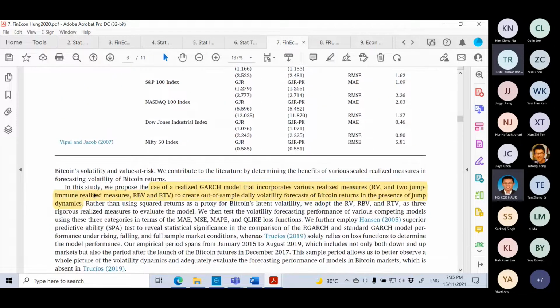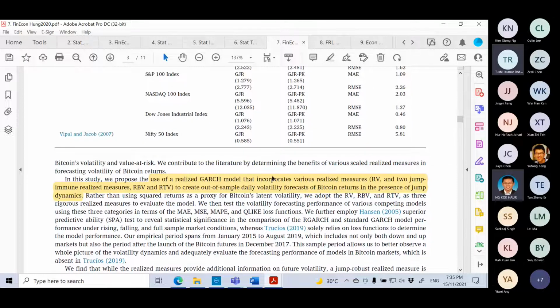Okay. So in this study, they are still in the introduction section. In this study, we propose to use a realized GAS model that incorporates various realized measures. So this is the main contribution of this paper. They want to incorporate the realized measures so that they can improve the forecasting performance, or find which of the realized measures will provide the better forecasting performance. Okay, so this is about this paper.